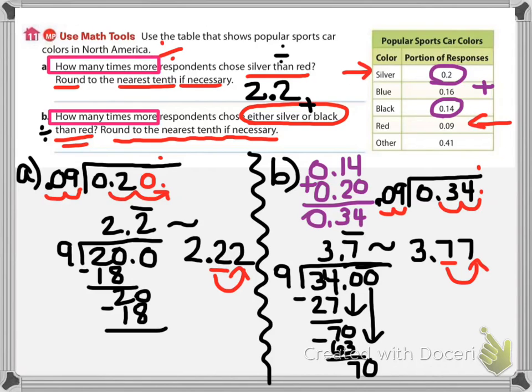would be, the answer is 3.8 times as many respondents chose either silver or black compared to red. Okay, again, make sure you have all the information copied before you move on.